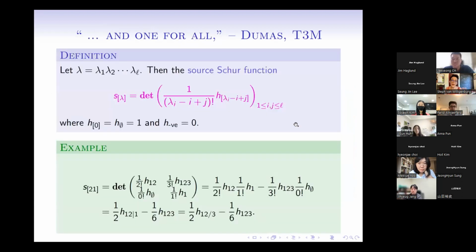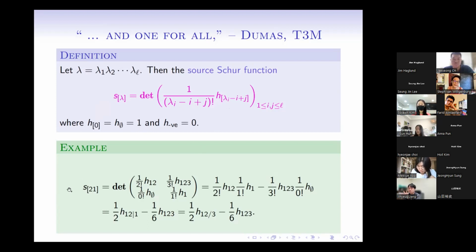And so with this in mind, the source Schur function, S lambda, is going to be defined as follows. What we're going to do is take the matrix with our complete homogeneous symmetric functions in non-commuting variables whose indices are the set partition consisting of one block, 1 up to lambda i minus i plus j, along with a coefficient, and then we're going to take this non-commutative determinant. And again, h0 is going to be 1, and if we ever get a negative number here, we're just going to set this whole thing to 0.